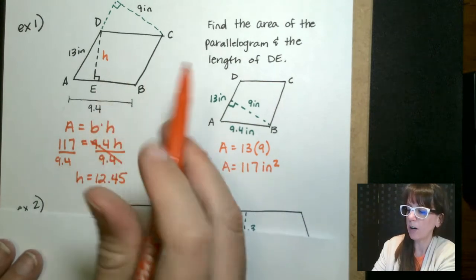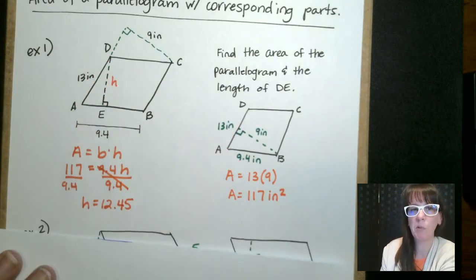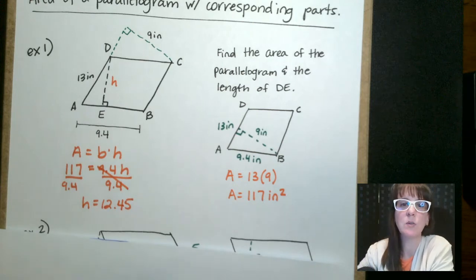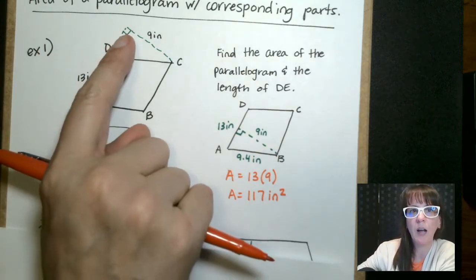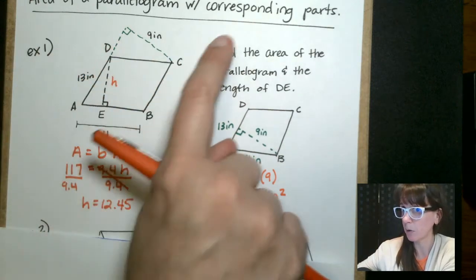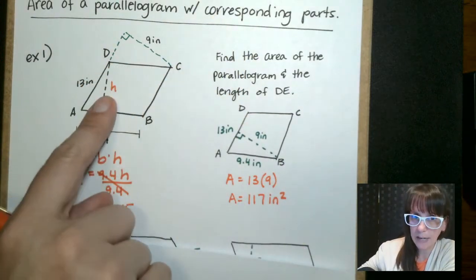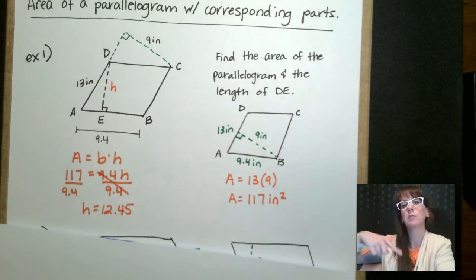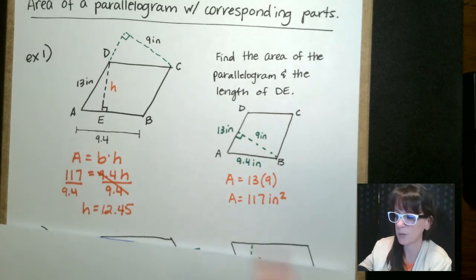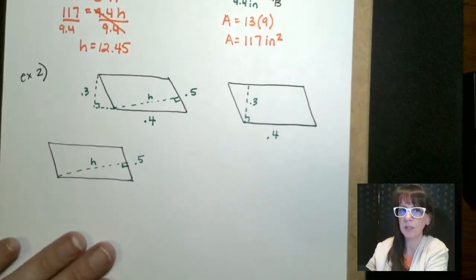12.45. So our height is approximately 12.45. The way that we did this is we first used other corresponding parts, if you will, of other shapes to figure out our area. And then once we know our area, we worked backwards to figure out the height or the base or whatever we need. So let's look at example number 2 here.